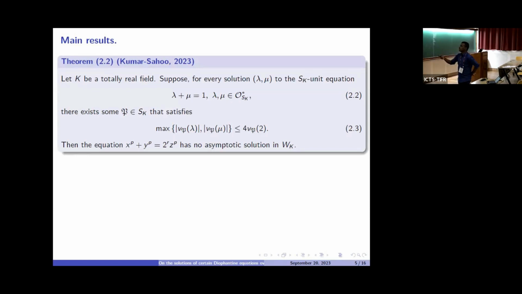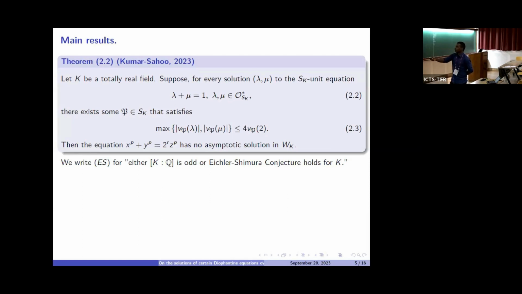So basically here you can see whatever assumptions we make totally depend on this totally real field K. We are saying that if this SK unit equation satisfies this condition, that is, some prime P belonging to SK satisfies this kind of bound, then this equation has no asymptotic solution in WK. Now we have been studying asymptotic solutions in some particular set, but now we'll study asymptotic solutions in the ring of integers.